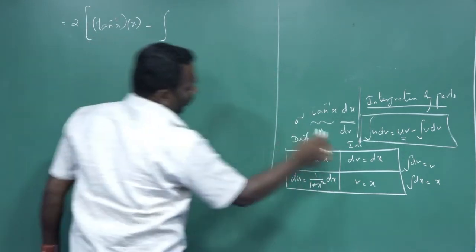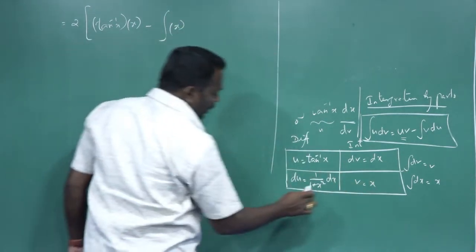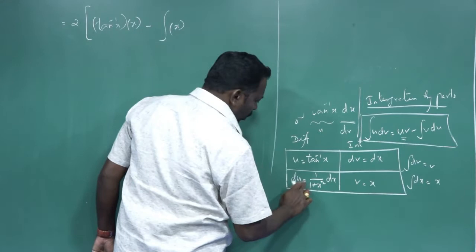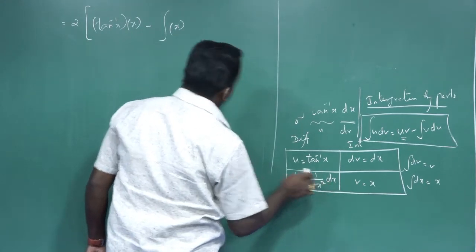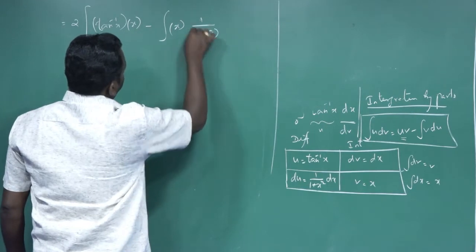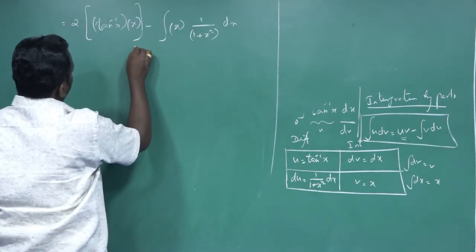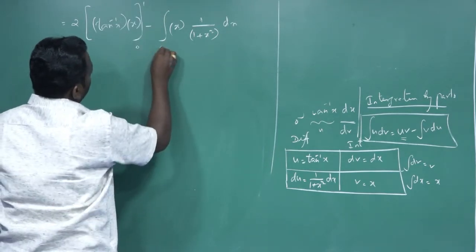Therefore v equals x, then du equals 1 by 1 plus x square dx. So now this integral value is from 0 to 1.